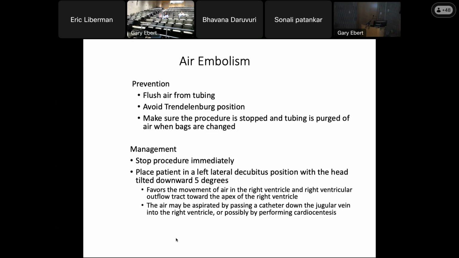In terms of management, you've got to stop the procedure immediately. You place the patient in a left lateral decubitus position with the head tilted downwards by 5 degrees. You're not going to measure, but have the head tilted downward. Basically, this favors movement of air in the right ventricle towards the apex of the right ventricle, and the air may be aspirated by passing a catheter down the jugular vein into the right ventricle or performing cardiocentesis. I don't know how many anesthesiologists would feel comfortable doing this. It has a very high mortality rate. So it's really important to do everything you can to prevent this from happening. Obviously, it's rare, but catastrophic.